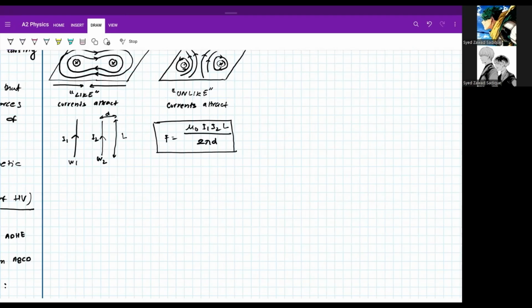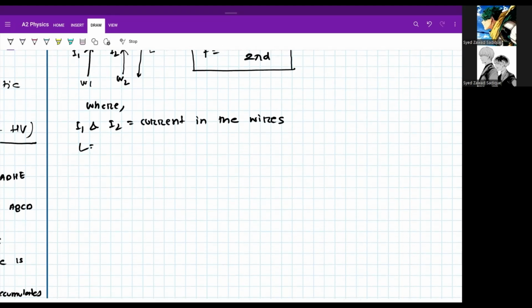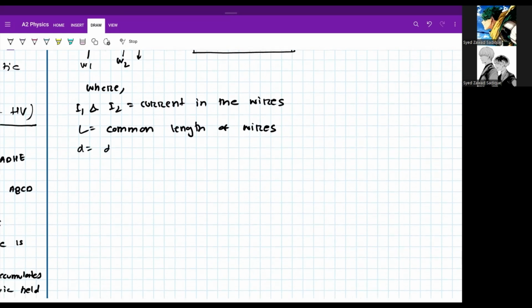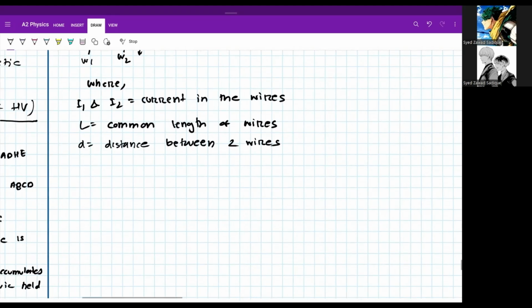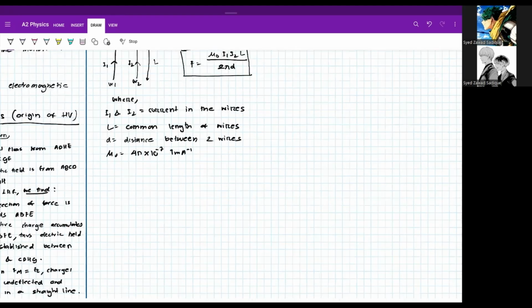Where I1 and I2 equal the current in the wires, L is the common length of wires, D is the distance between two wires. And finally, mu naught is the permeability of free space, which is 4 pi times 10 to the power minus 7 Tesla meter per ampere. And once again, we can have a simplified version.